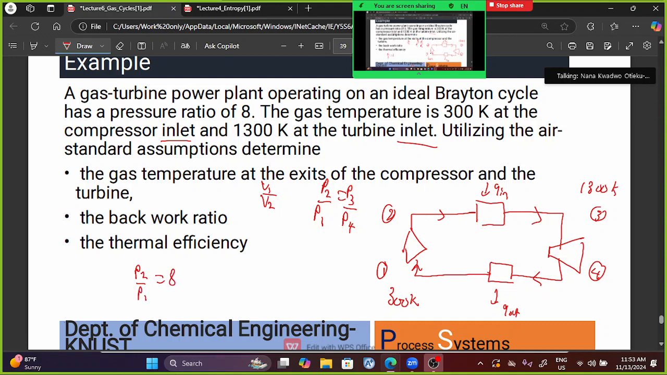Okay, now we want to find the temperature at the exit of the compressor. So we're interested in T2. We know T1 and T3, and then we are also interested in the temperature at the exit of the turbine, that's T4. But remember we said from 1 to 2 is isentropic, so we can use the isentropic relations. So T2 over T1 is equal to (P2 over P1) to the power (k minus 1) over k. But P2 over P1 we said is 8, so I can replace that.